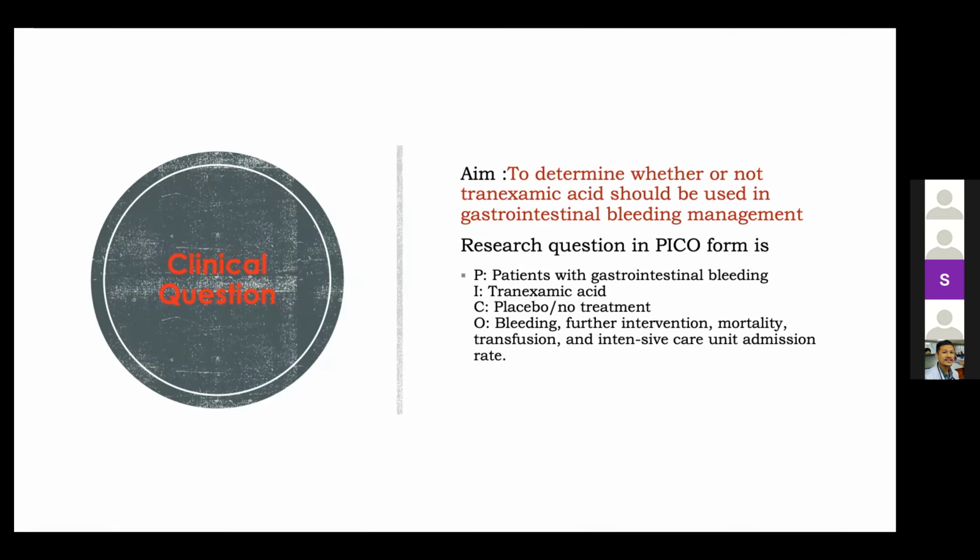The intervention was tranexamic acid, given orally, intramuscularly, intravenously, and sometimes they also documented intranasal. For placebo, sometimes they gave normal saline, or sometimes no treatment at all. The outcomes were primary and secondary: bleeding needing intervention, mortality, transfusion, intensive care admission. So these are the PICO questions.